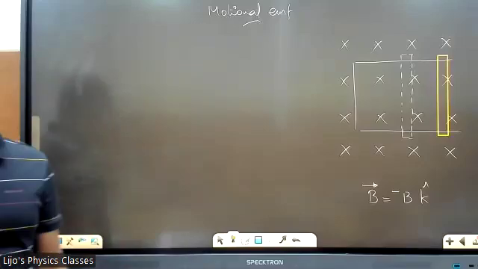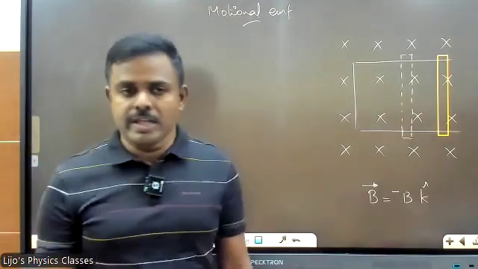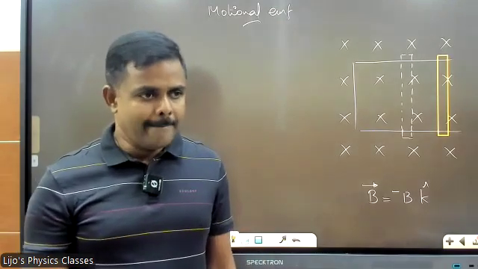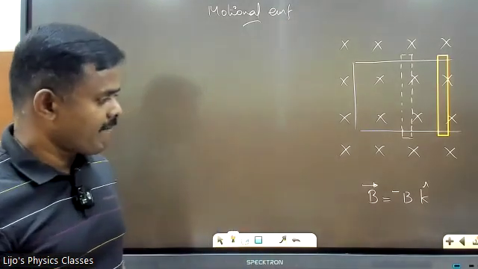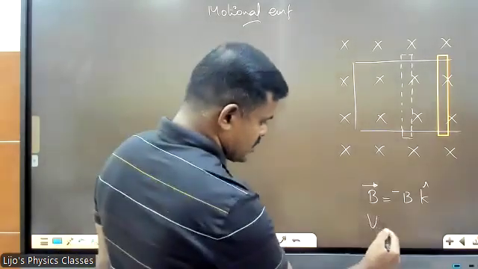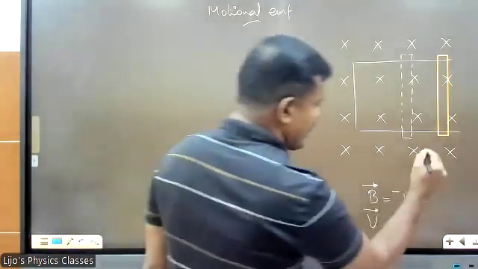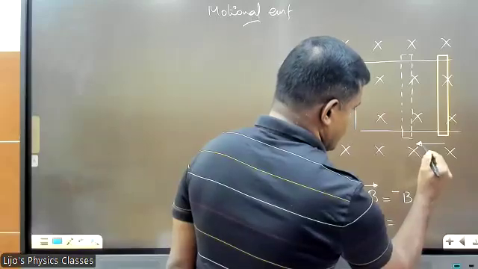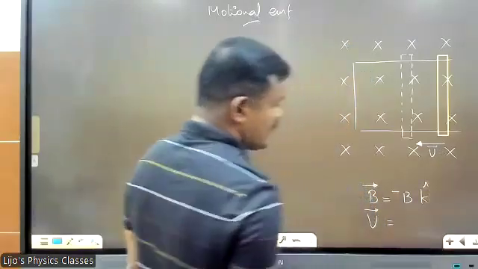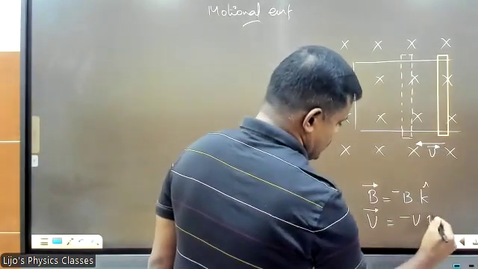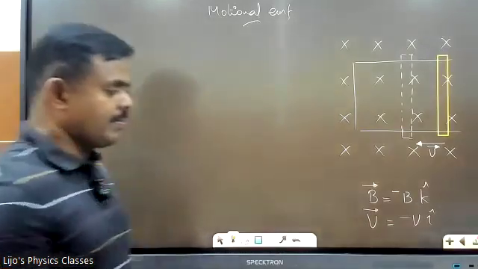The conductor is moved where? The conductor is moved to the left. Okay? Velocity is where? I said it is moved to the left. You can mark it if you want. Velocity is to the left. To the left you attach minus I cap, minus VI cap.